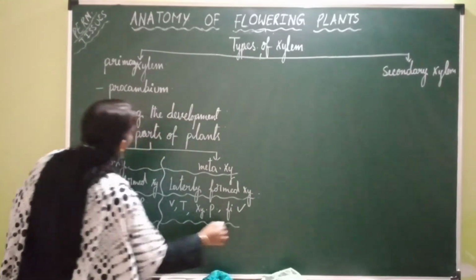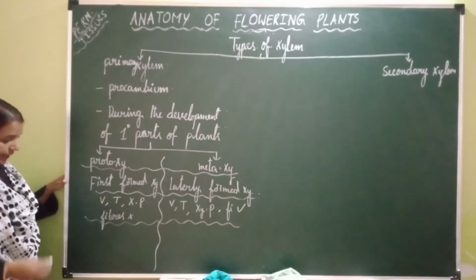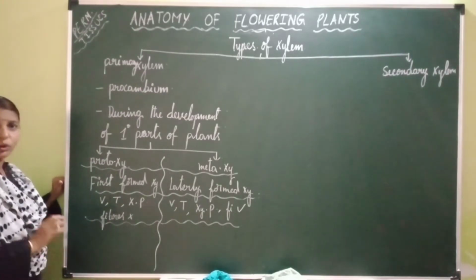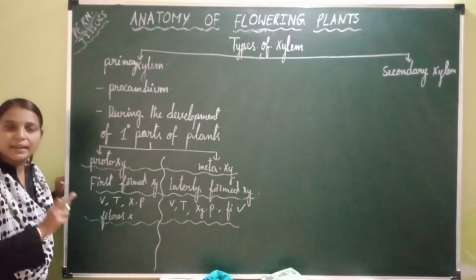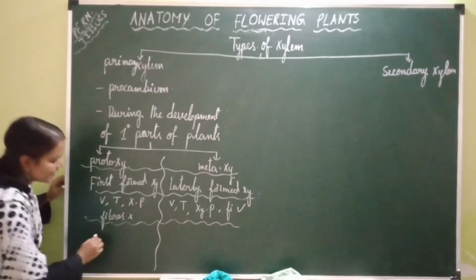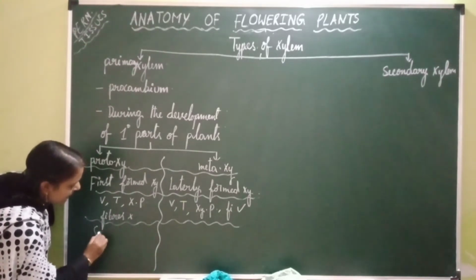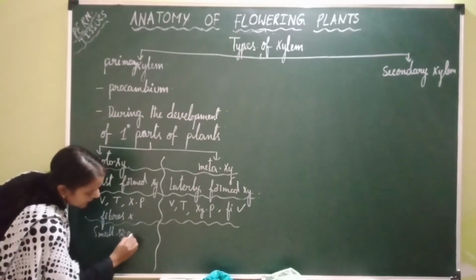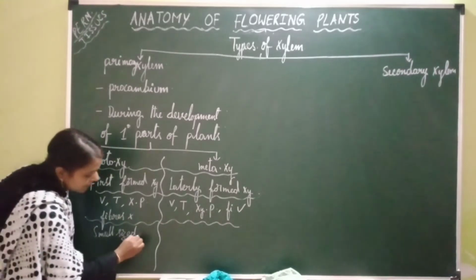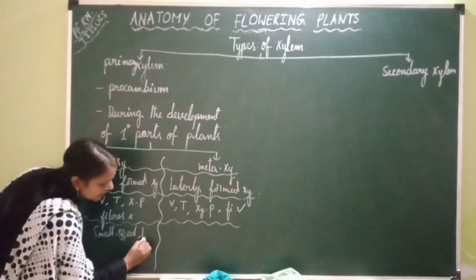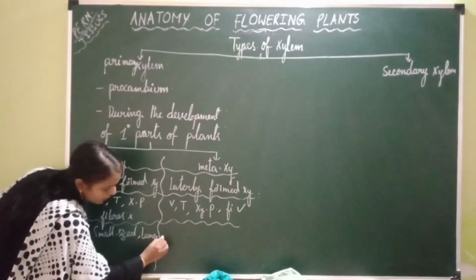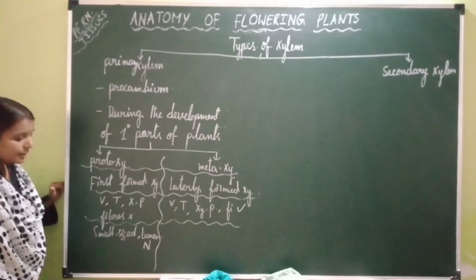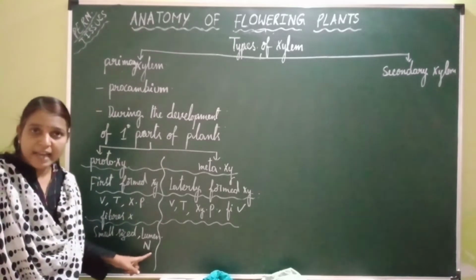Next coming to protoxylem, the tracheary elements are smaller in size. What are tracheary elements? Vessels and tracheids together are called tracheary elements. They are small sized and with narrow lumen. I am writing narrow as N. Why is this lumen narrow?